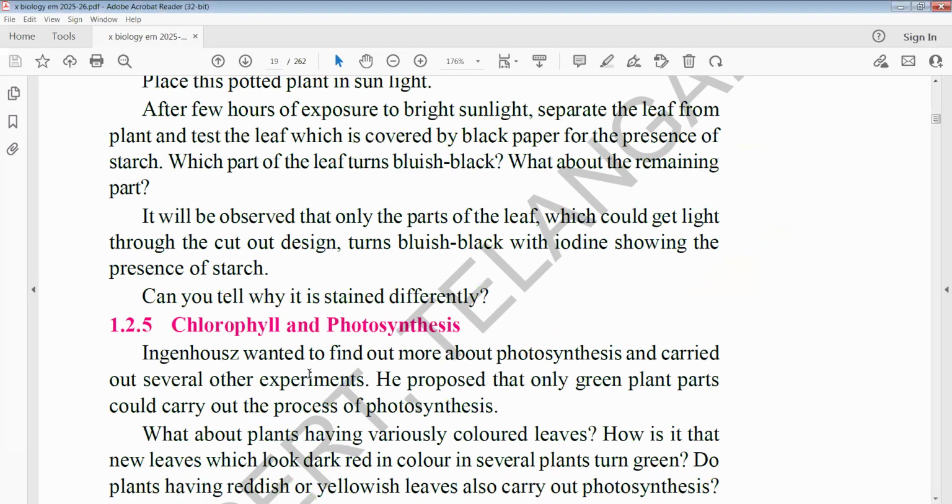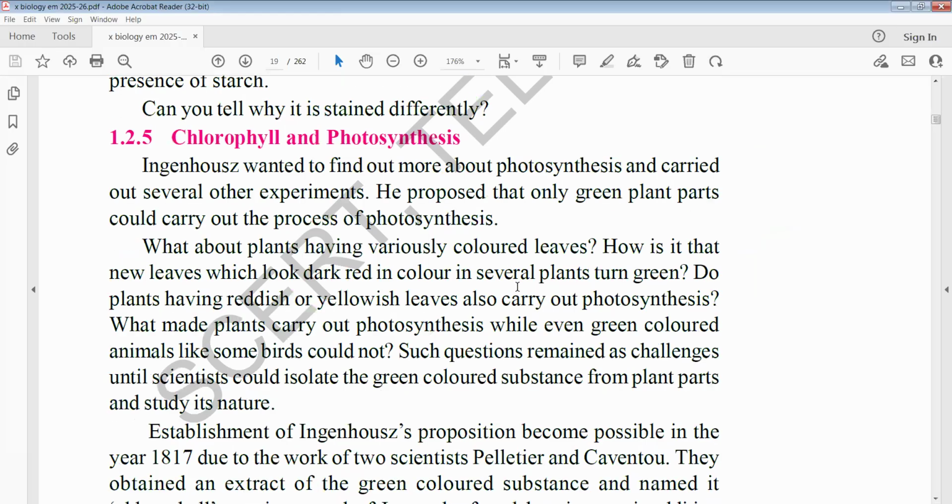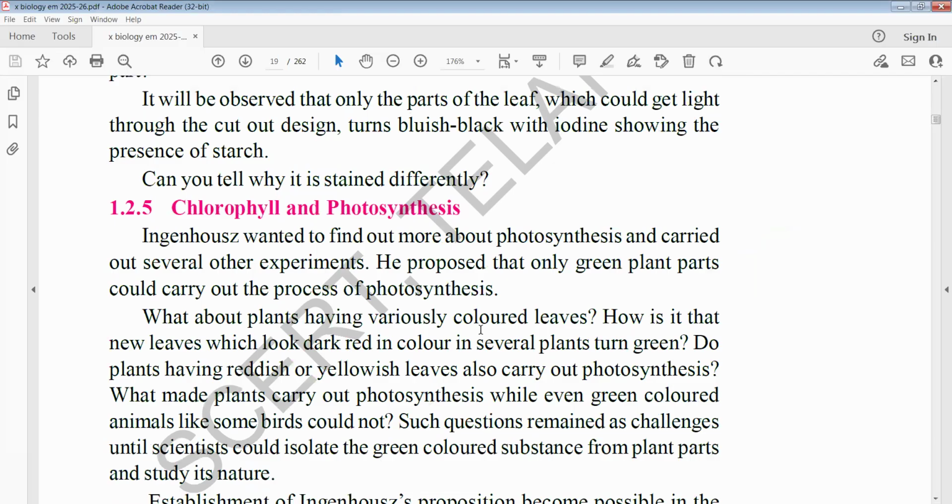Another important topic is chlorophyll and photosynthesis. Chlorophyll is the most important pigment to carry out photosynthesis because only the chlorophyll pigment has the ability to capture the sunlight. To capture the sunlight, chlorophyll is important.